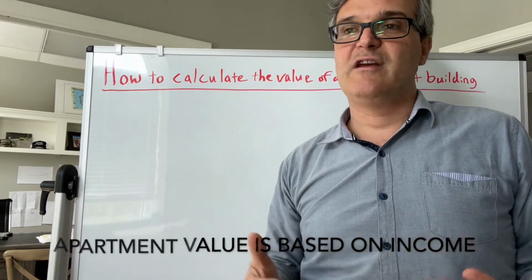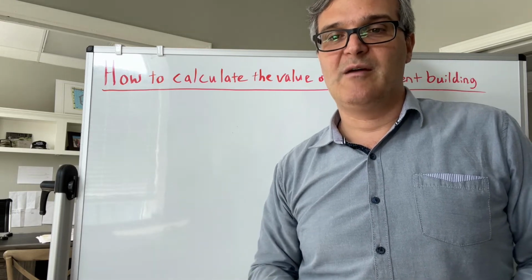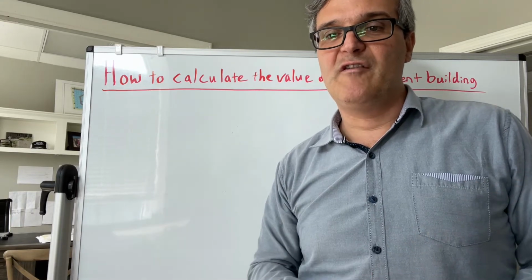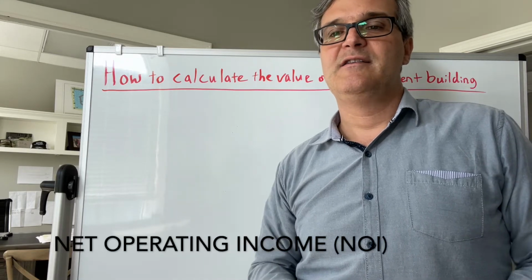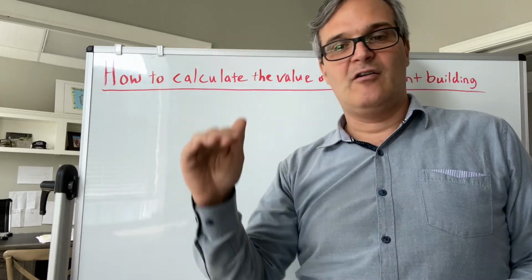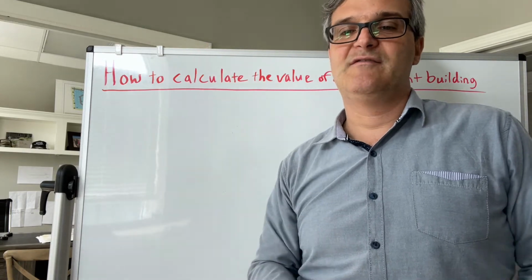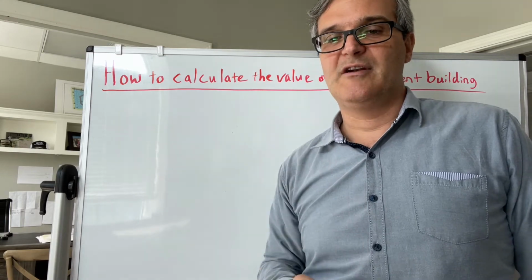So that's where you create value in an apartment building, is really by raising the income that a property makes. And that income, we refer to as the net operating income, or NOI. So what that means is you add all the rents together for the year, minus all of the expenses for the year, not including your loan payment. And that's your net operating income.